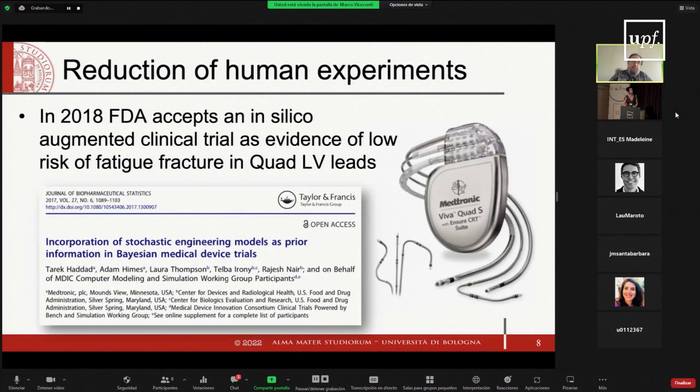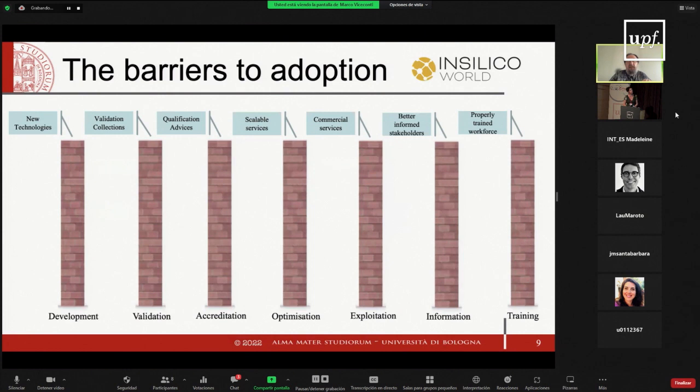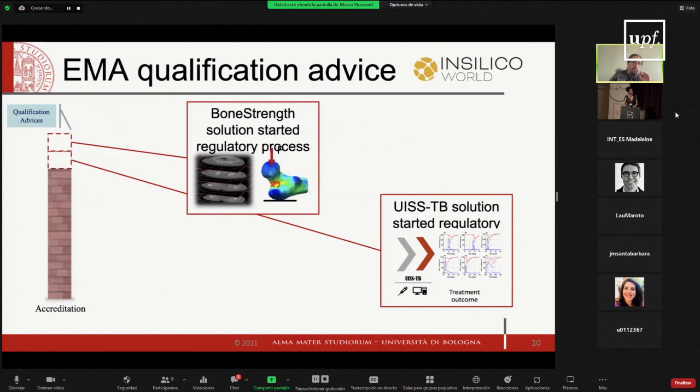But the good news kind of ends here, in the sense that, as you notice, all the examples I made are related to medical devices. We still have a lot of problems in terms of adoption of in silico trials in general, and here there are listed some. But a big one is related to the use of this technology in the certification of medicinal products. So as part of the In Silico World project that I lead, we are currently preparing two qualification advices with the European Medicines Agency, one for an in silico trial solution aimed at helping test new osteoporosis treatments, and one aimed at testing new treatments for tuberculosis.